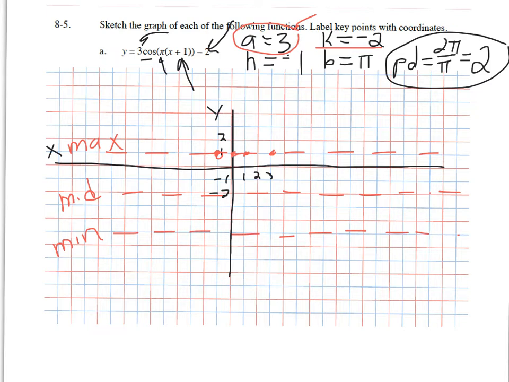That means between a max and a max, I have to have a minimum. And if my period is 2, there's a max, another max, and a minimum. And so the graph is going to look something like this.